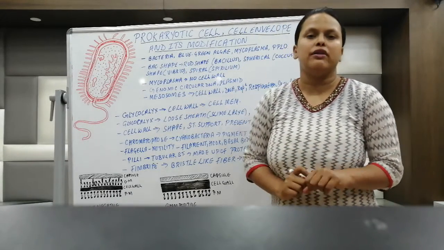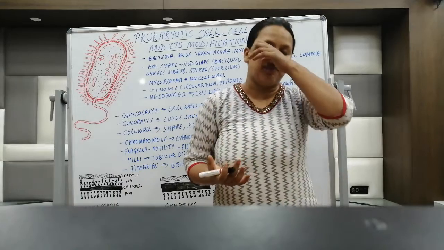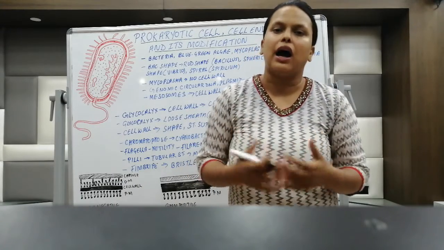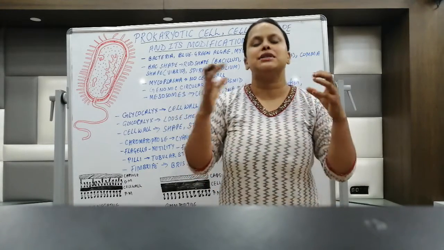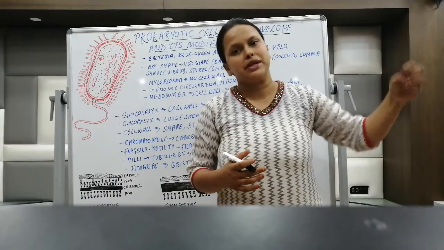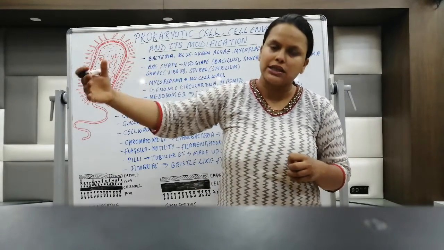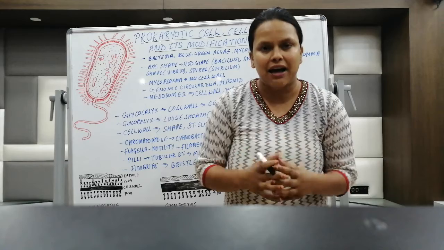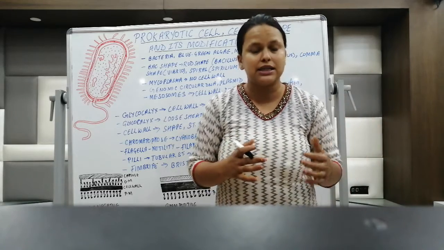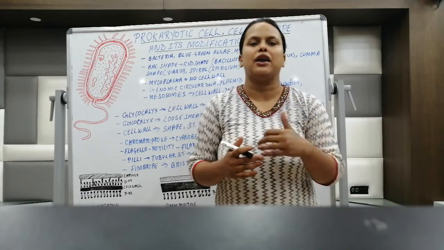First of all, we'll start our lesson by speaking about prokaryotes. What are prokaryotes? The name suggests: pro means primitive, karyon means nucleus. So the organisms which have a primitive kind of nucleus are termed prokaryotes.